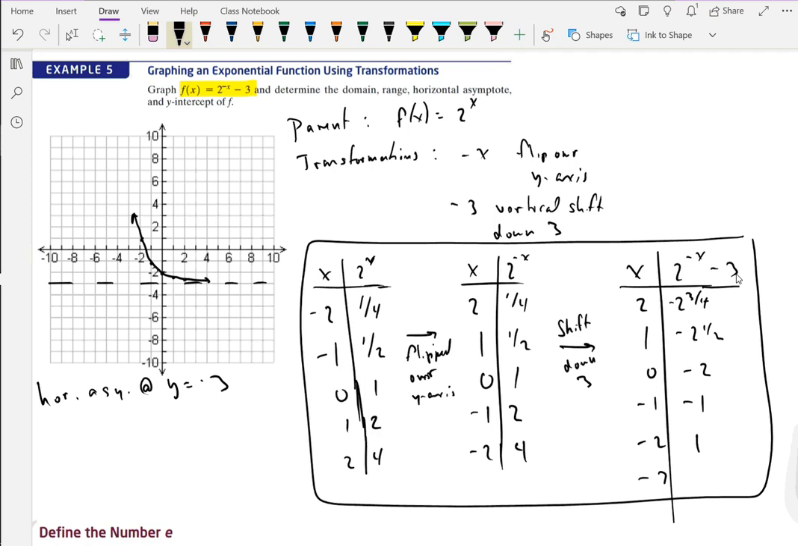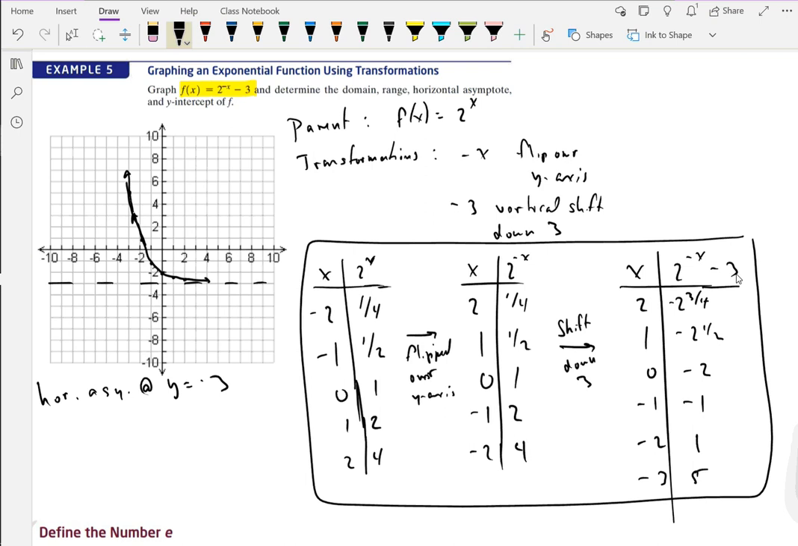If I went ahead and did -3 here, let's go ahead and plug in -3. So that means 2 to the power of 3, which would be 8, minus 3 would be 5. So at -3, we would be at 5. So that's up here. So if I was trying to be a little more accurate as far as moving that up, it would look something like that.